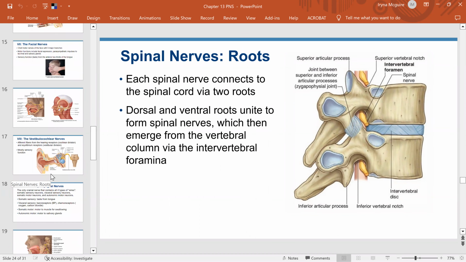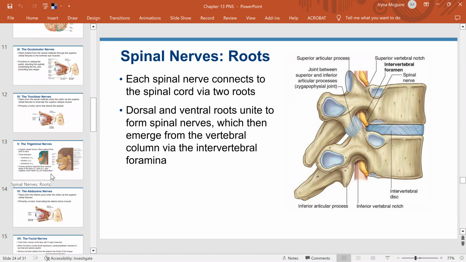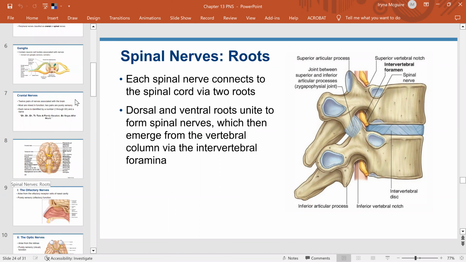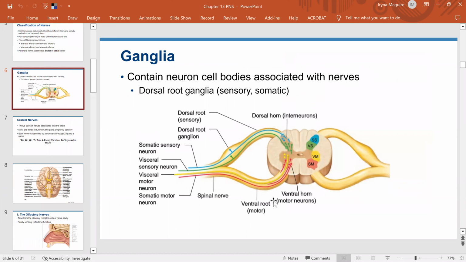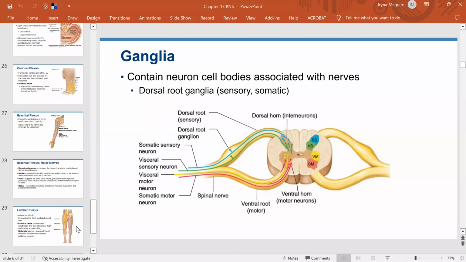Let me go back, just to remind you very quickly what those roots are, right here. If you look here, you can see that this is our spinal cord, right? Now we have a spinal nerve right there that emerges from the spinal cord. But first it has 2 roots, right? Ventral root and dorsal root. And when they unite, you're forming a spinal nerve, right? So that's what it says, okay?